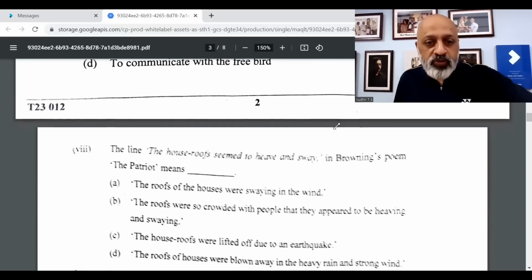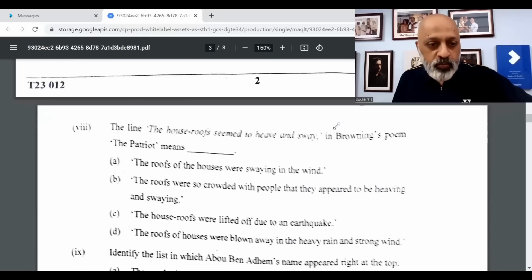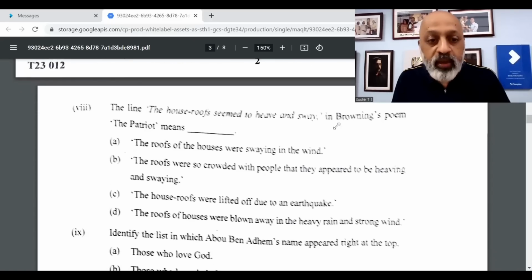The line, house roofs seem to heave and sway, in Browning's poem The Patriot, means that, this is the eighth one, eighth one is B, the roofs were so crowded with people that they appeared to be heaving and swaying.